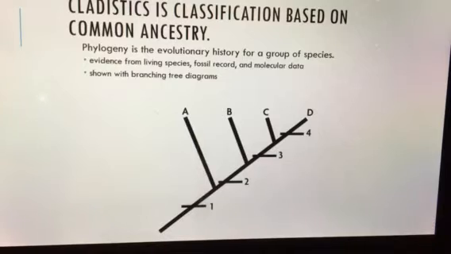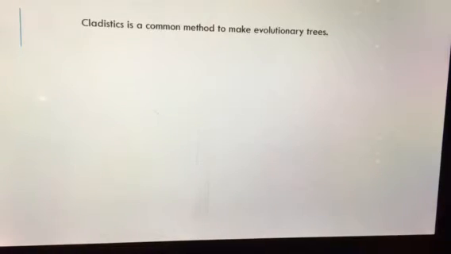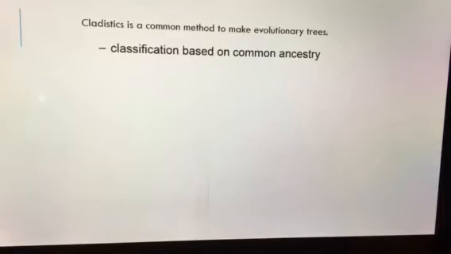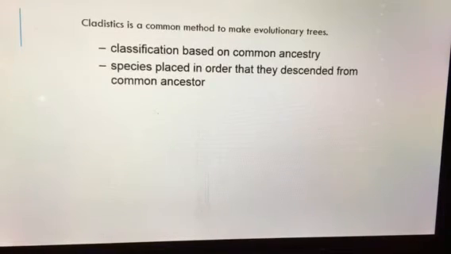And so this is one way of classifying by using a clade, which is a group of organisms that include an ancestor and all of its descendants. So cladistic is a common method of classifying evolutionary trees based on a common ancestor. Species placed in order of which they descend from that common ancestor.